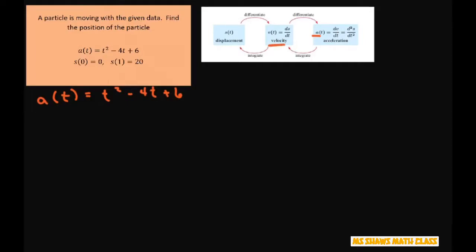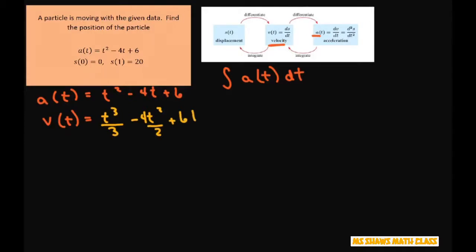To get to the velocity, you have to take the integral of the acceleration function, dt. So when you do that, your velocity v of t is going to equal the antiderivative of this, which is t cubed divided by 3 minus 4t squared divided by 2, plus 6t plus c. If I simplify this, I get t cubed divided by 3 minus 2t squared plus 6t plus c.